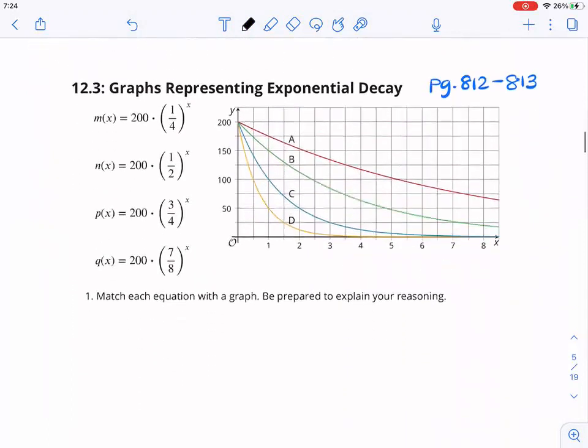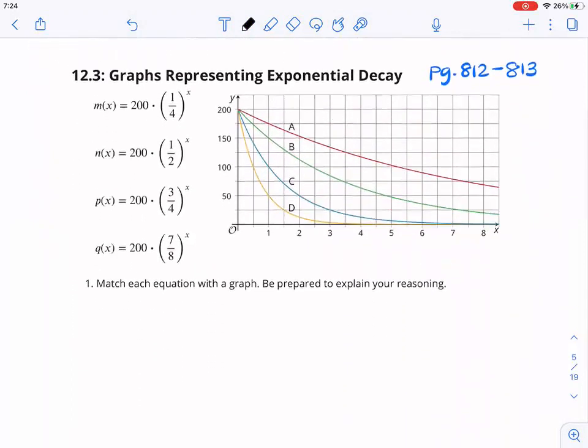All right, let's move on to 12.3, graphs representing exponential decay. This is going to be on page 812 to 813. So this is one of my favorite activities, mostly because it's matching and I love matching. Number 1 says, match each equation with a graph. Be prepared to explain your reasoning.